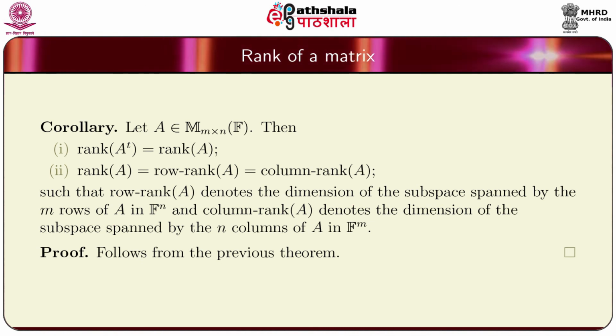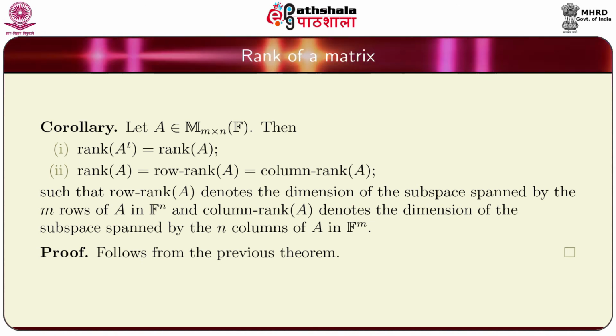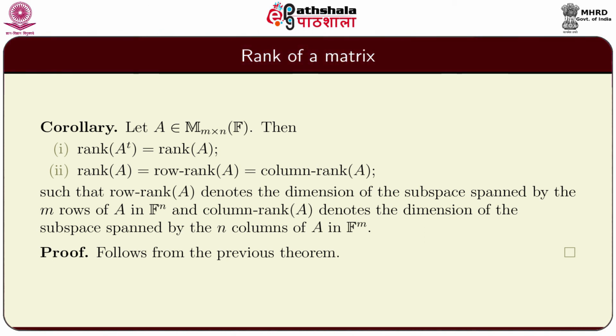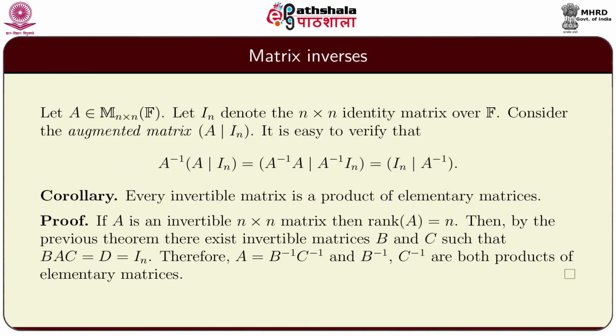Well, this is an immediate consequence of the previous theorem, where we proved that after some elementary row and column operations, A can be put in that form D, where the top left corner has a block which is the identity matrix and rest all 0, and if we apply that, then this corollary follows immediately. We will see another corollary of that theorem.